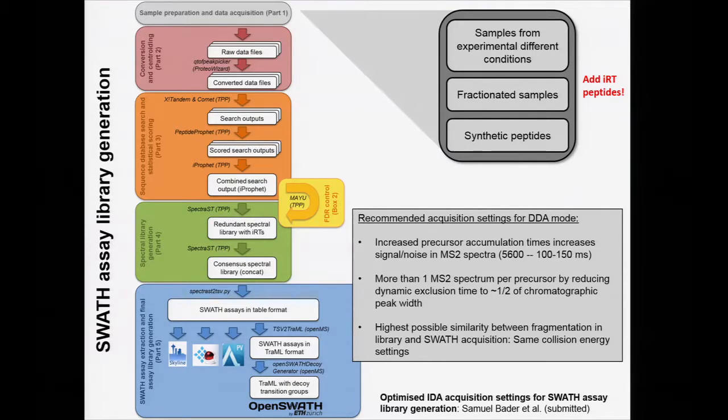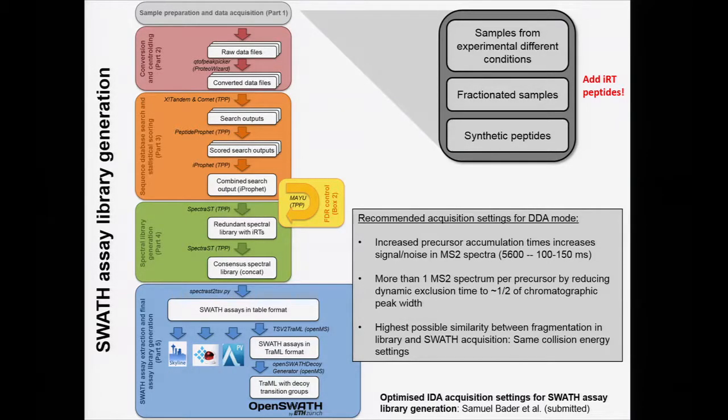The settings that you put on the instrument to acquire these MS2 spectra may not be identical to the settings you would use in a standard DDA analysis, because the goals are slightly different, right? In a standard DDA analysis, you want to just try and identify as many things as you possibly can. But in this case, you want a library spectrum which is basically representative of what you're going to measure in SWATH.